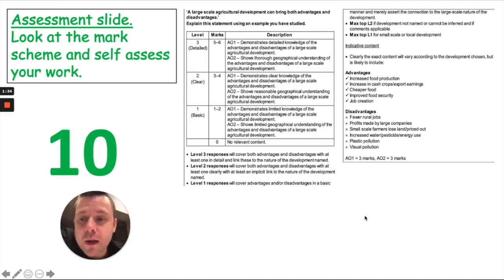So if you don't mention Indus Basin Irrigation System, or it's not obvious what you're talking about, which if you don't name it, realistically it's not going to be, you're not going to get into level 2. But you'll all know that and you'll all put that in the box where it says name of project. It's going to vary, it says here, depending on the project you have chosen.